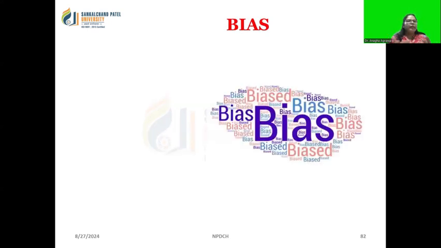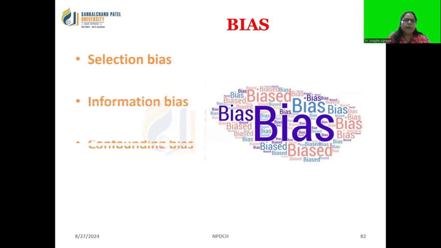Now, as we have already seen that there are some biases in our previous study, that is, the case control study, there are some biases in our cohort studies too. So what are these biases? First is selection bias, then information bias, confounding bias, and post hoc bias.